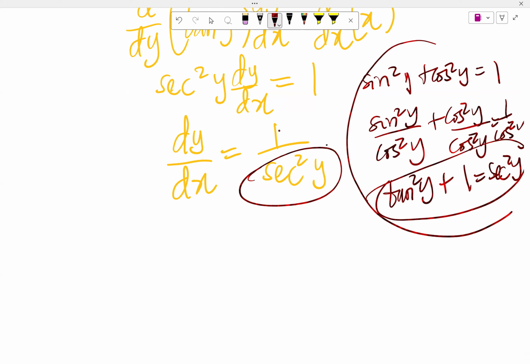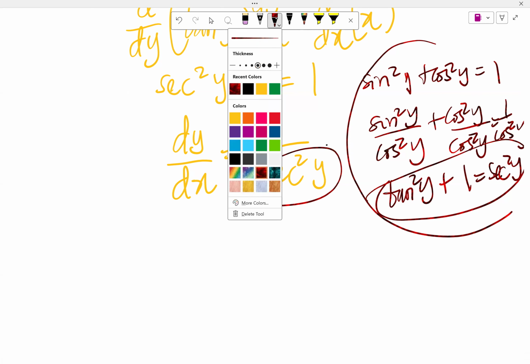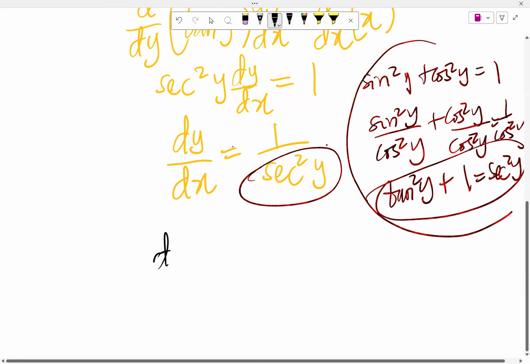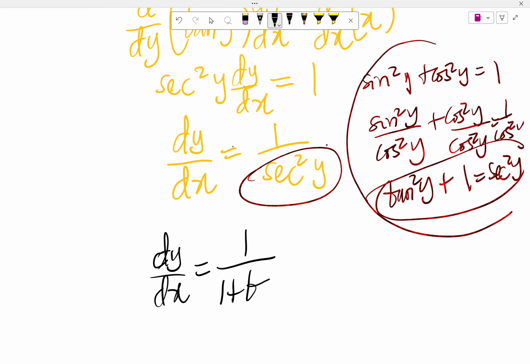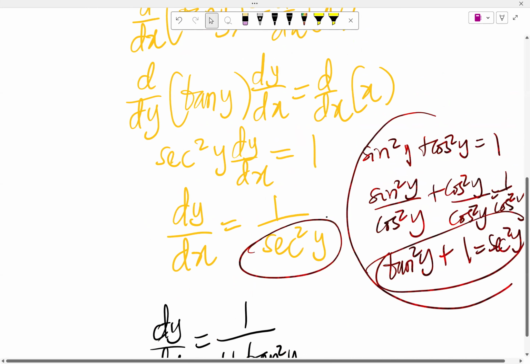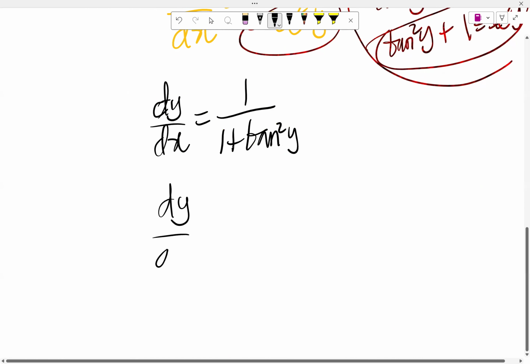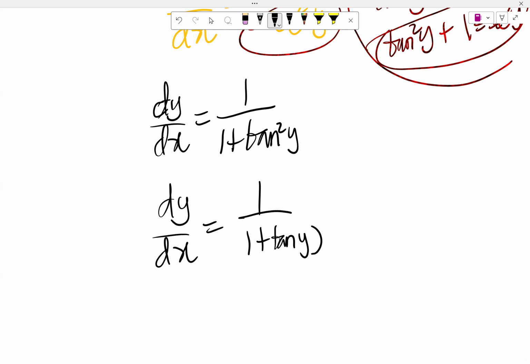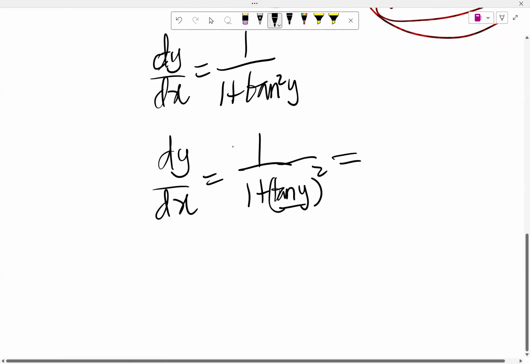So you can simply say that dy/dx is equal to 1 over 1 plus tan squared y. And what is tan y? You already know tan y to be x. So of course, this is dy/dx now, equals 1 over 1 plus tan y squared, and then tan y is now x. So you can go on and say 1 over 1 plus x squared.